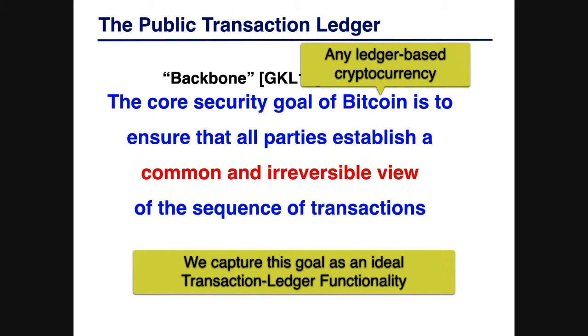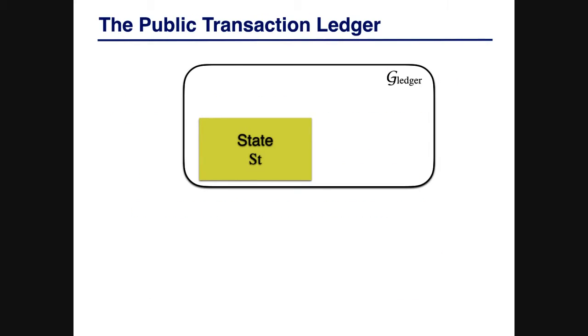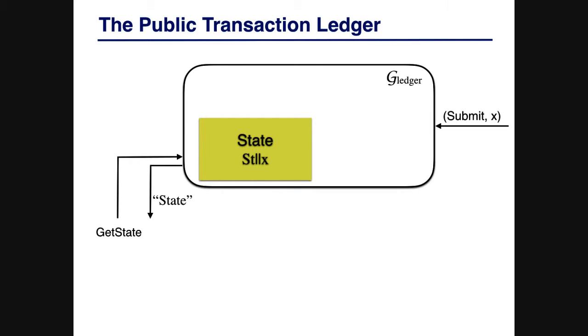Our first contribution is to capture this security goal by means of an ideal UC functionality, a transaction ledger functionality. So what does this look like? What is a transaction ledger? It's a functionality that has an internal state that can be queried. Anyone can ask for the state and get back the current value of the state, and it can be updated. Anyone can submit transactions. When a transaction gets submitted, it gets added to the state. This would be sufficient for any cryptocurrency.